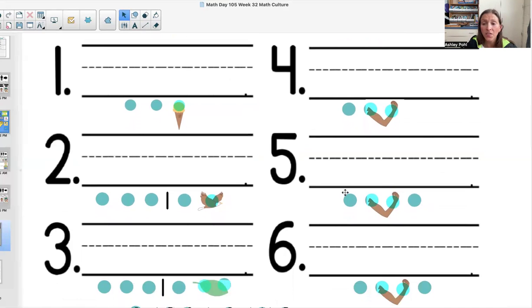Make sure your P is facing the right direction. Use your desk to help you. Number 6 is the word hard.